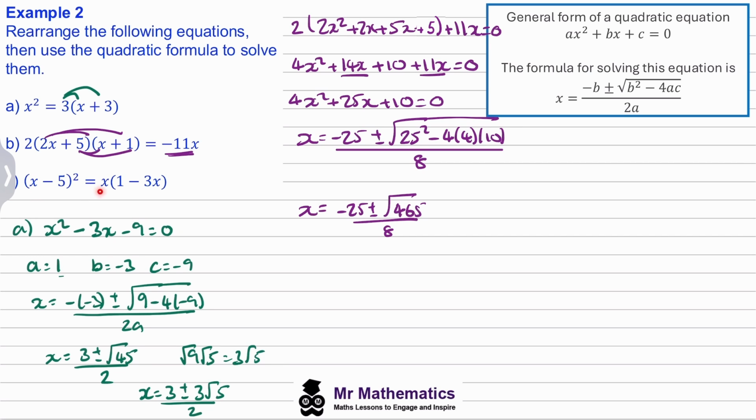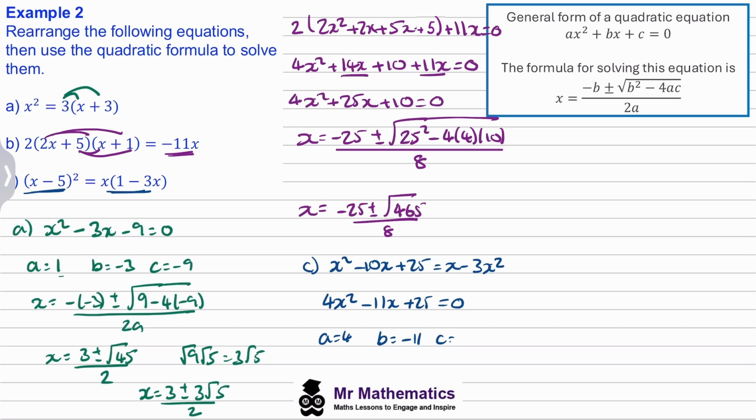Okay, so how did you get on with question C? If we work through it, we'll expand out this left-hand side. We'll get x squared minus 10x plus 25 minus 3x squared. Now we'll make it all equal 0. 4x squared minus the 11x plus that 25, and that will equal 0. So a will equal 4, b will be negative 11, and c will be 25.